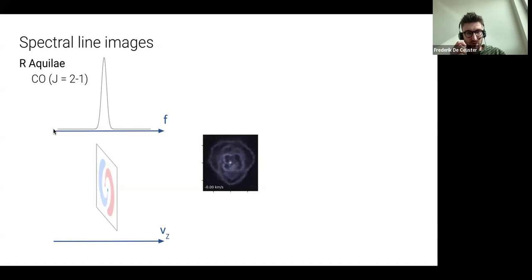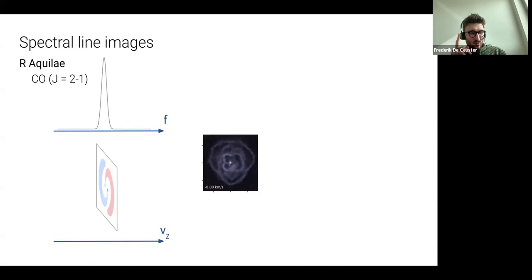So if you plot this radiation on a frequency axis, you would see a very peaked feature. This is what we call a spectral line. That's why it's called spectral line emission or absorption, because it has such a peaked appearance in frequency space.